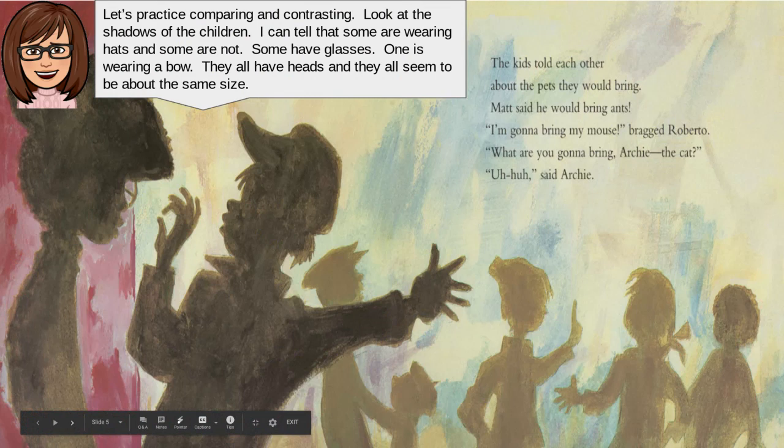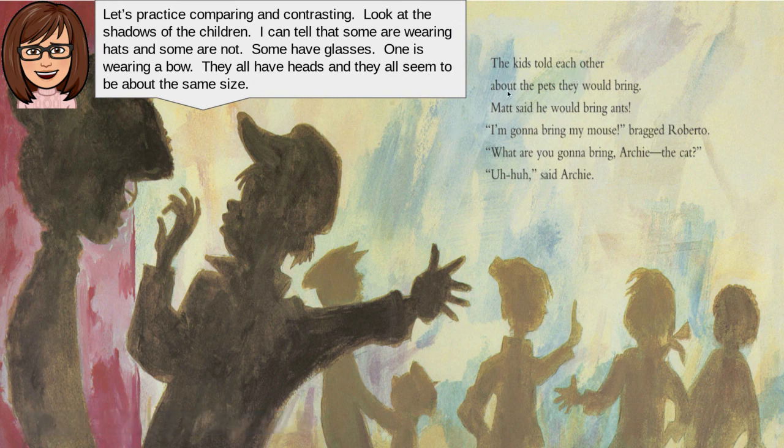Let's practice comparing and contrasting. Look at the shadows of the children. I can tell that some are wearing hats, and some are not. One is wearing a bow. Some have glasses. Can you see right here? They all have heads and they all seem to be about the same age. So I am thinking that they're probably all about the age that you are, I think. What do you think? Do you think you are like some of these children?